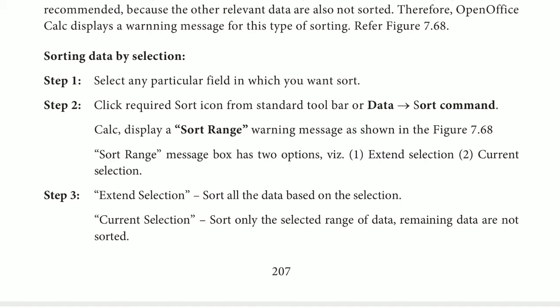Click the required sort icon from the standard toolbar or the sort command. The Sort Range message box has two options: extend selection and current selection. Extend selection sorts all the data based on the selection. Current selection means sort only the selected range of data. Remaining data are not sorted.